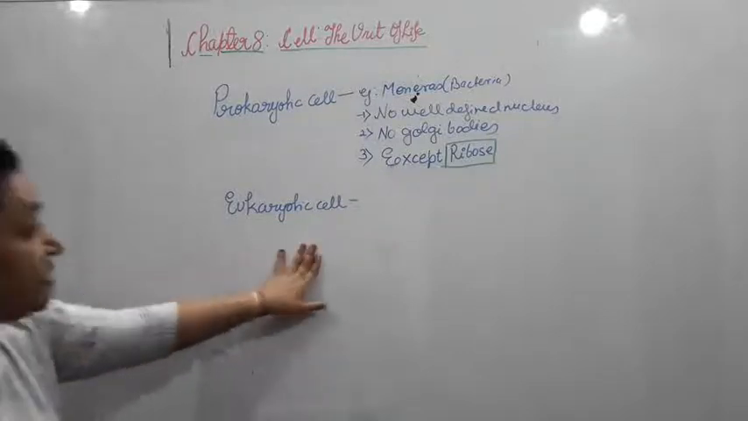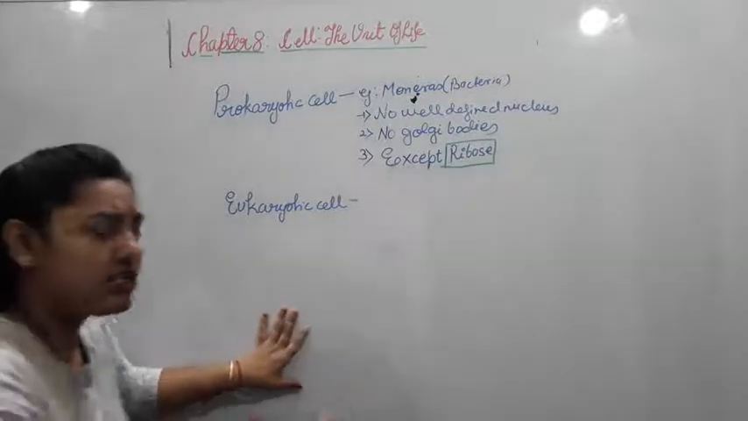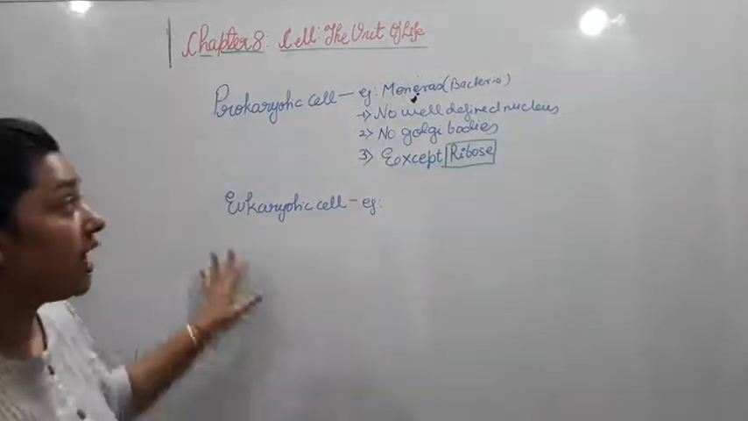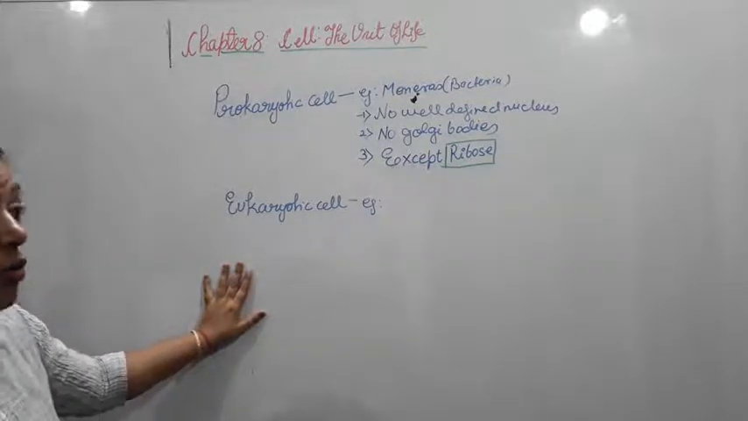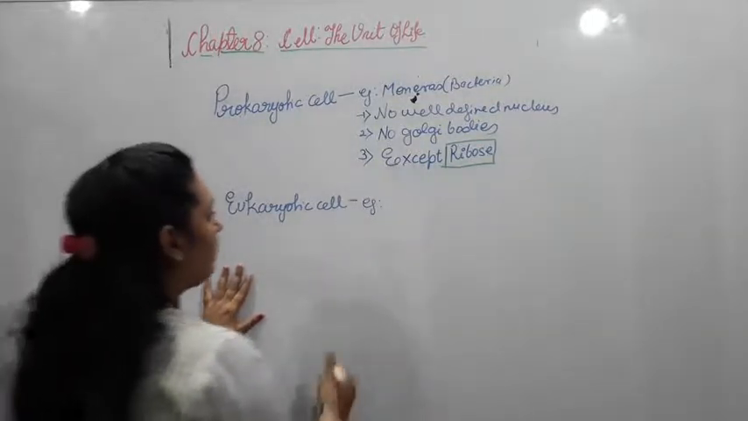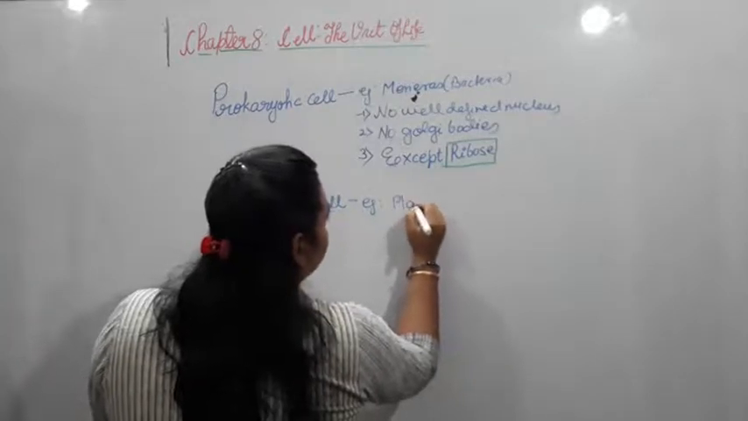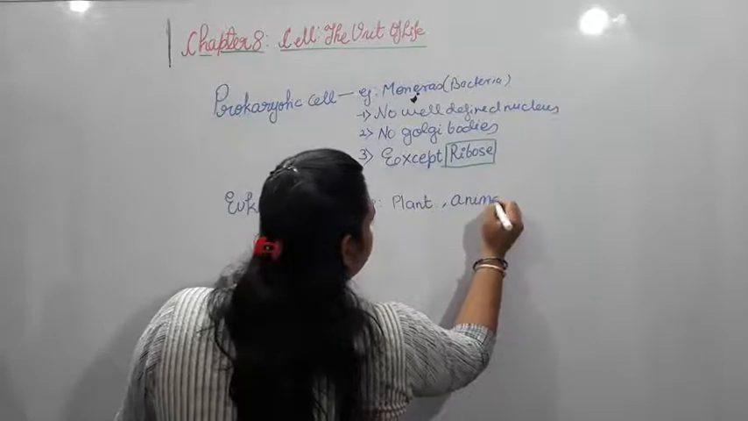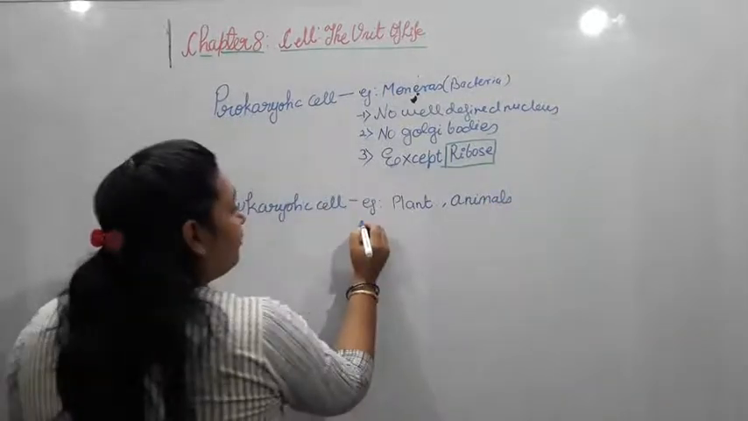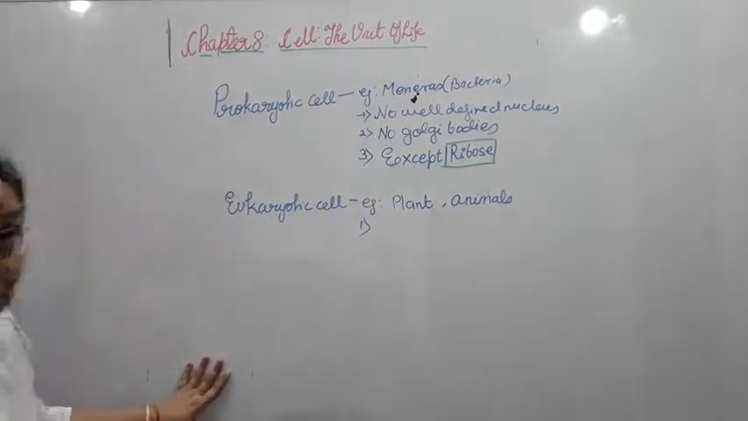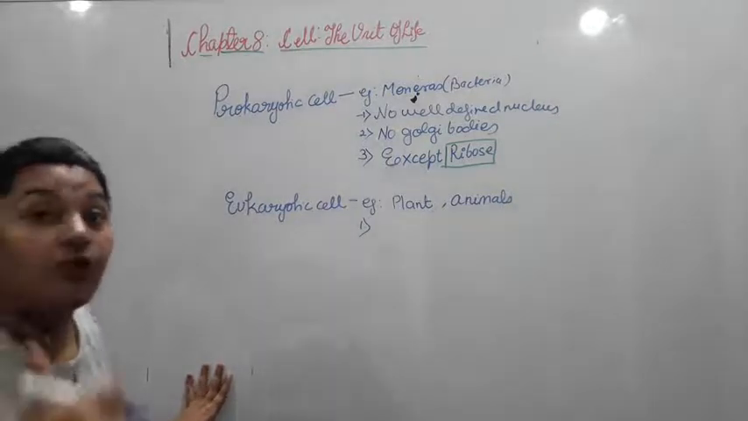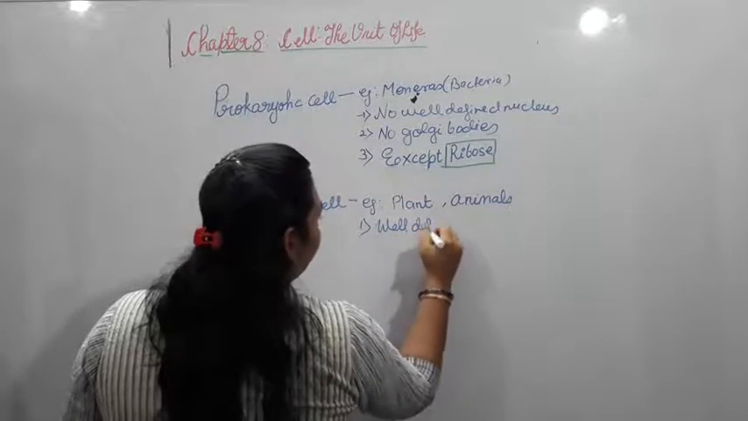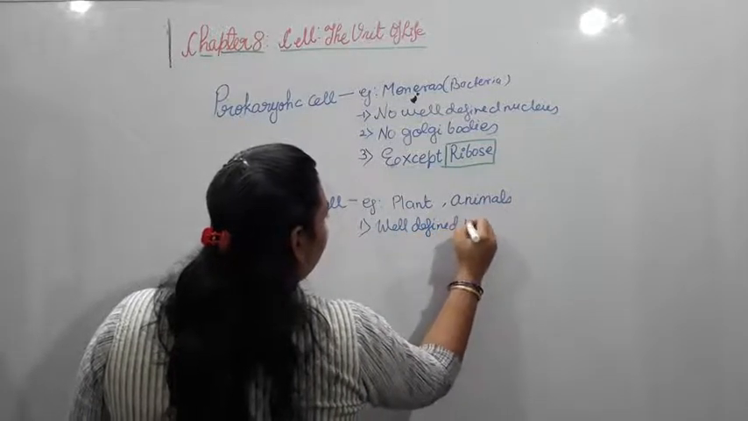Now let us define eukaryotes, or let us understand this first. As an example, we have discussed that eukaryotes have a quite well-developed body, for example plants and animals. Alright, the very first thing about these eukaryotes is that they have a well-defined nucleus.